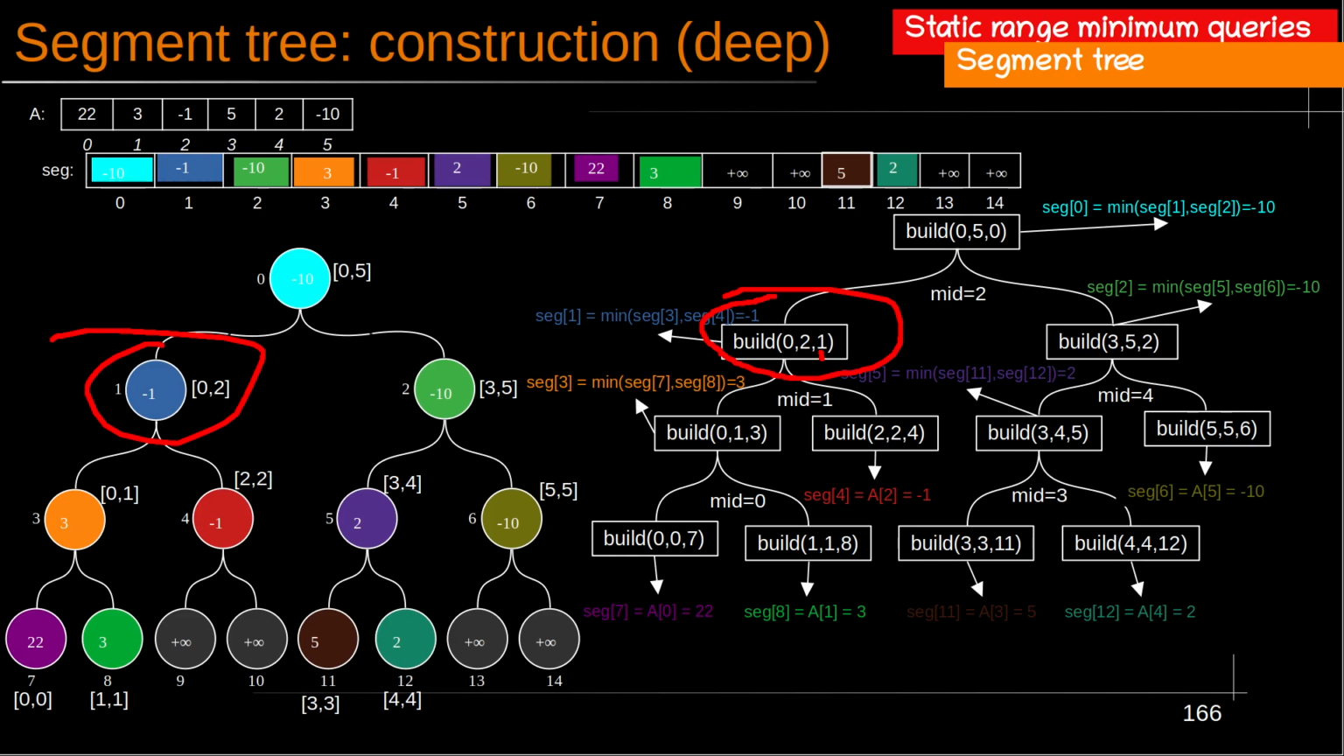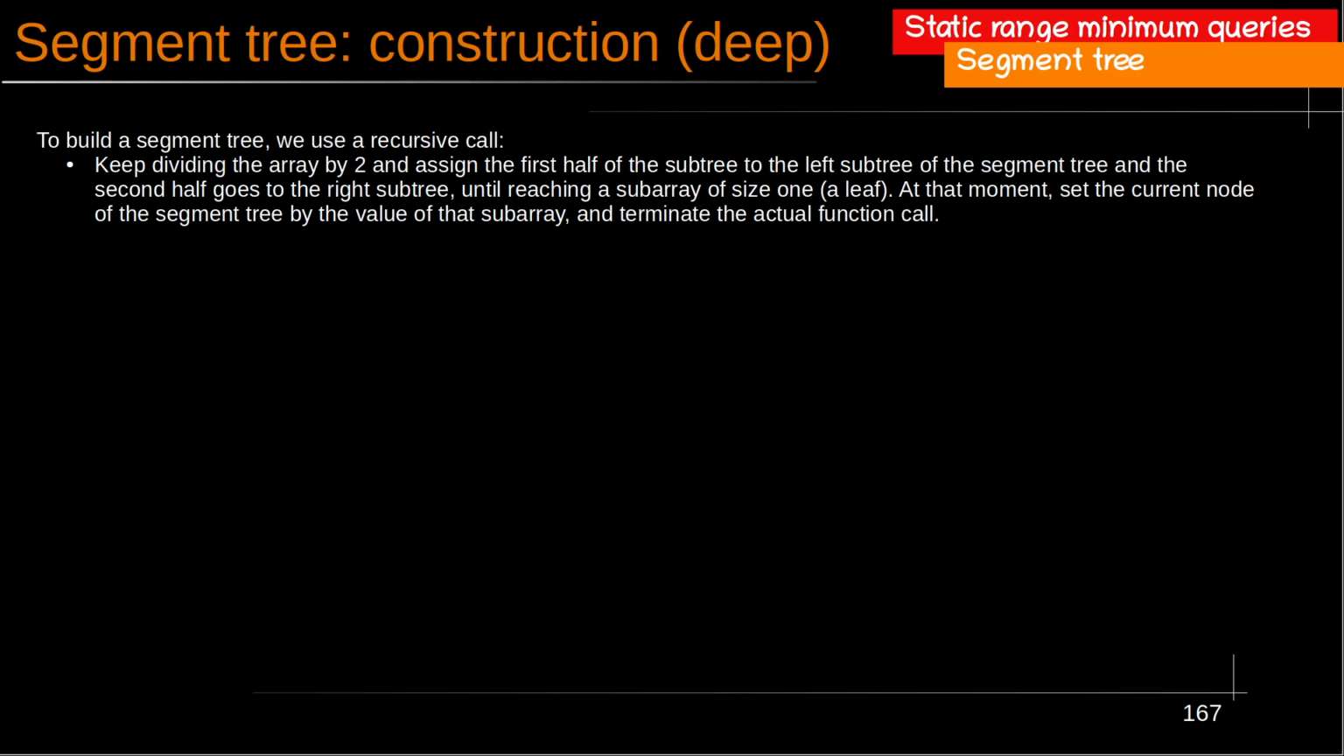Okay, as you see, we can build a segment tree using the recursive principle. The function to build the segment tree will use a recursive call. Keep dividing the array by 2 and assign the first half to the left subtree of the segment tree, and the second half goes to the right subtree, until reaching a subtree of size 1, a leaf. At that moment, set the current node of the segment tree to the value of that subarray and terminate the current function call.